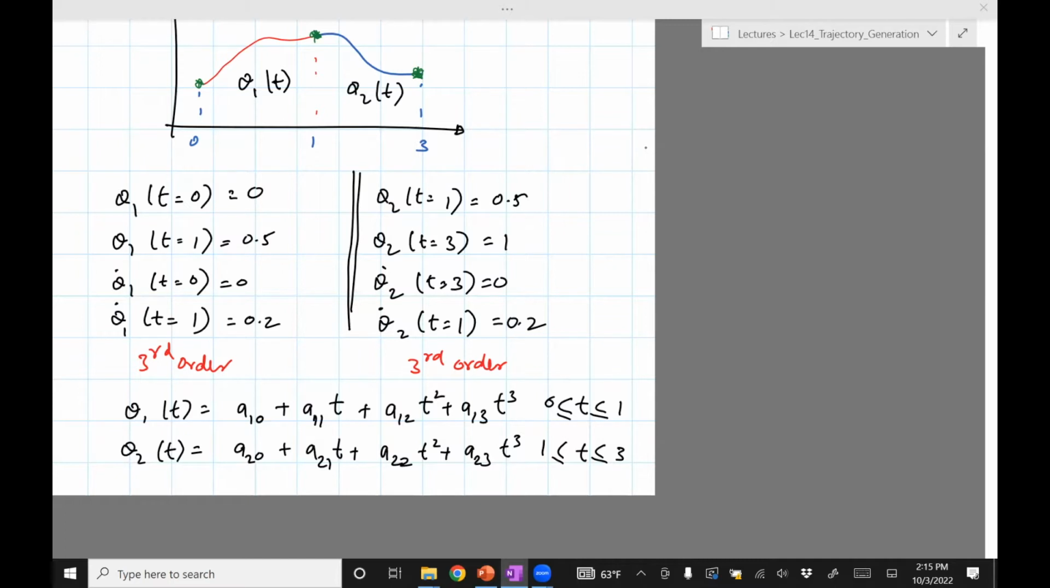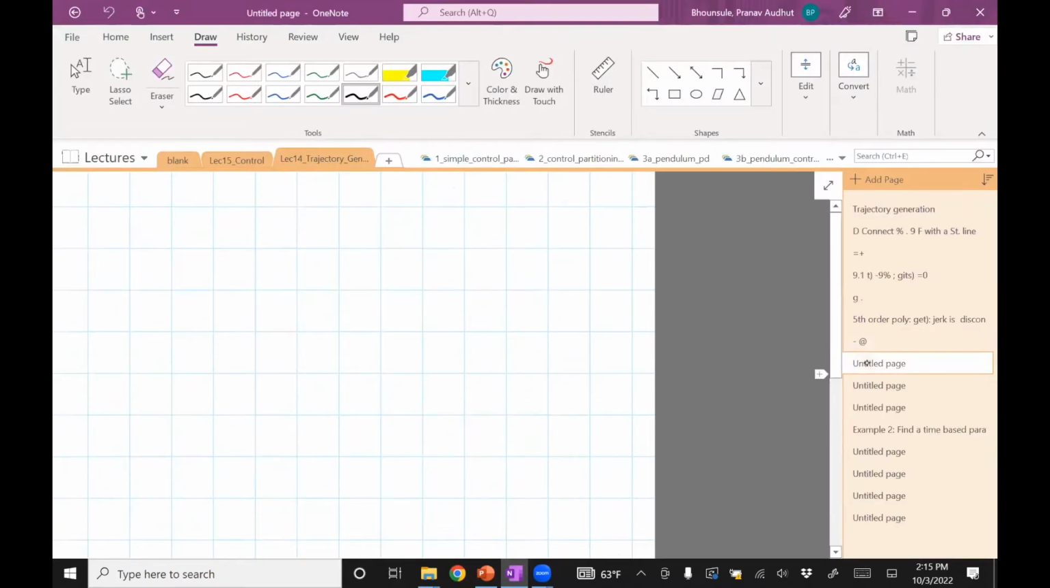Okay, so there we have the 8 constants and 8 conditions. The final thing we need to do, and this is where the problem set up, is to lay down these 8 conditions as 8 equations. So let's do that.